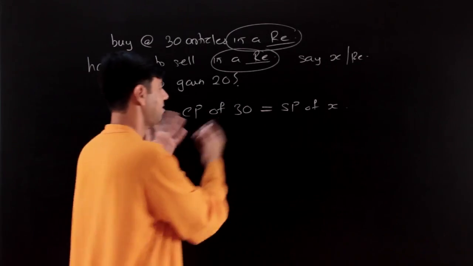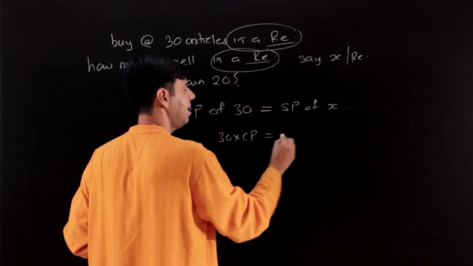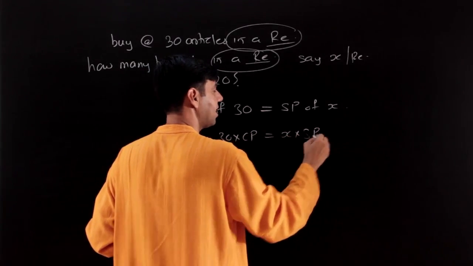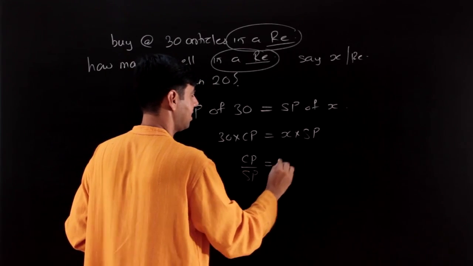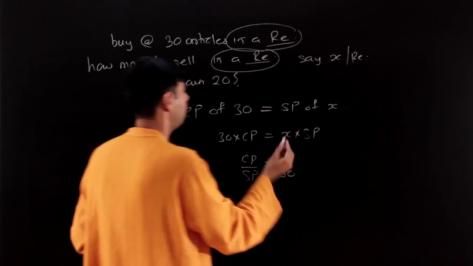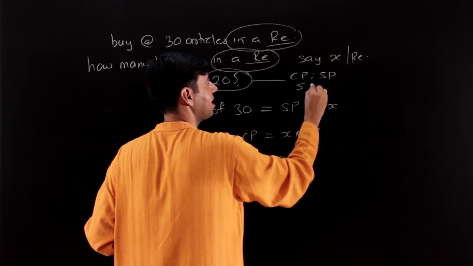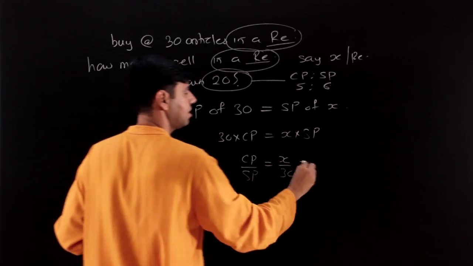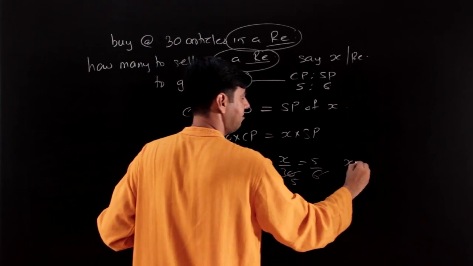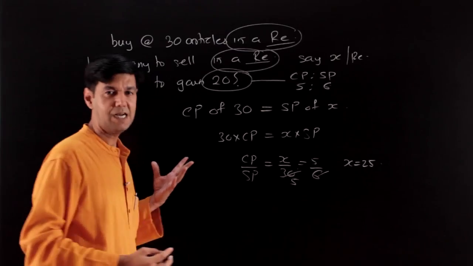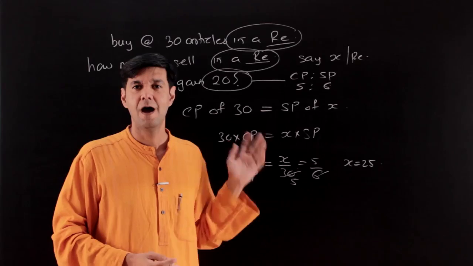Right? And this is as simple as 30 times the cost price of one article equals X times the selling price of one article. So the cost price to selling price is nothing but X by 30. And a gain of 20% tells me that the cost price to selling price is 5:6. So this ratio is 5 and 6. 6 5s are 30, so X is 25 as done earlier. Right? So it just requires you to think in lines of a ratio.